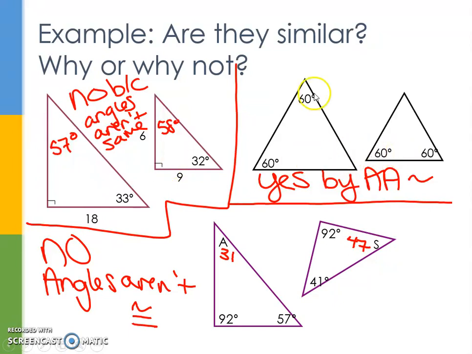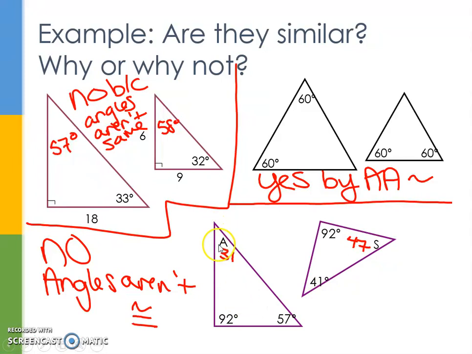These two have the same angle, angle, angle. This is going to be 60 also, because 60, 60, 60 is 180. So they have angle, angle, angle, similar. So they are similar triangles because of the angle-angle theorem.